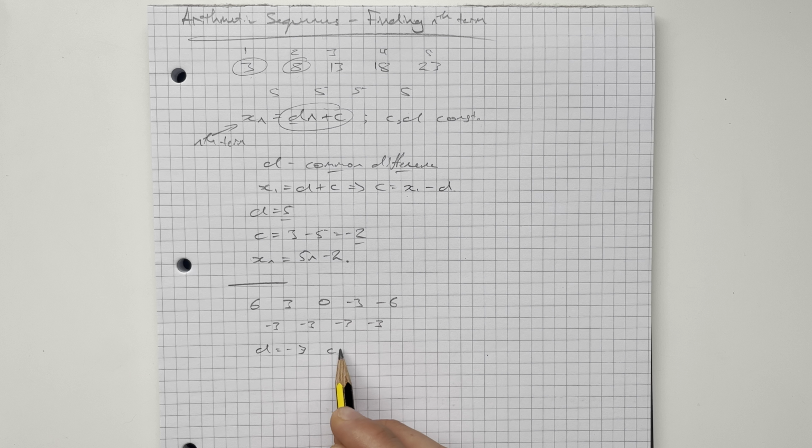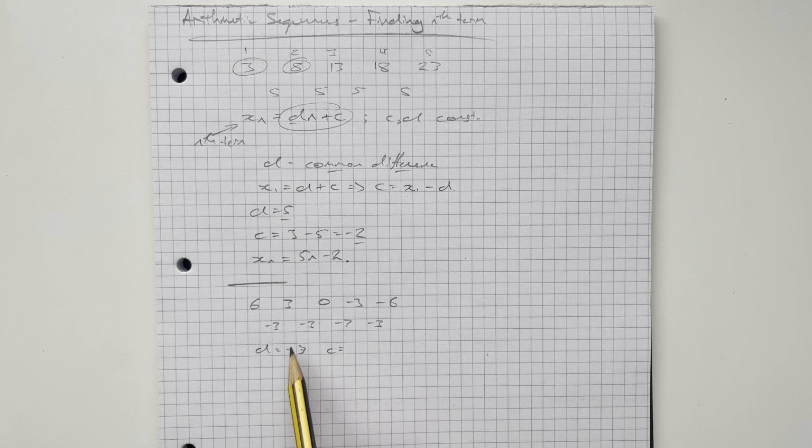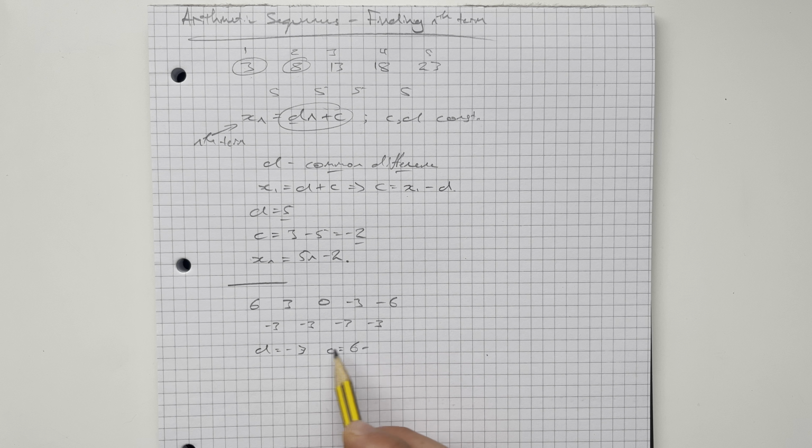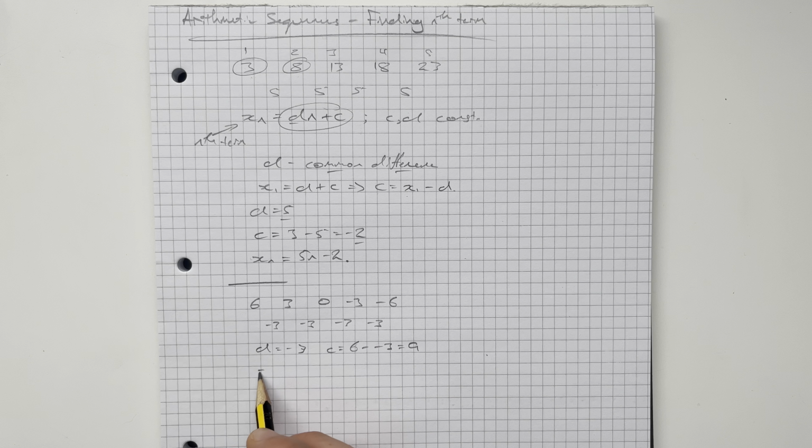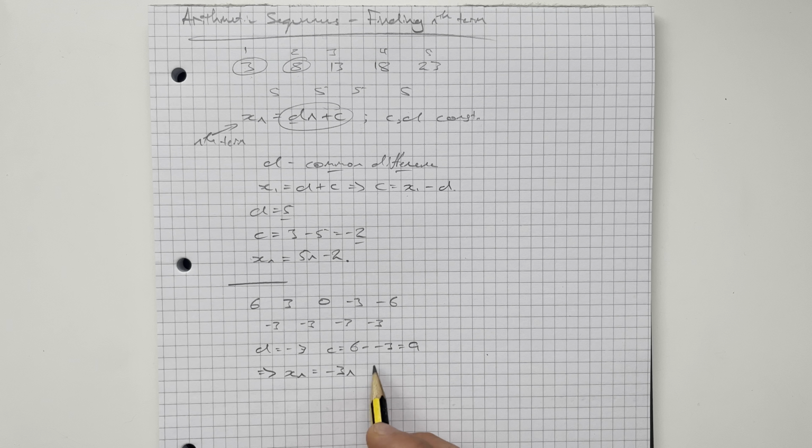We know that c is equal to the first term minus this common difference. So it's going to be 6 minus negative 3. And these two negative signs become a positive, so we end up with 9 on the other side. So the nth term formula then is going to be minus 3n plus 9. Sometimes this can be rearranged and written like 9 minus 3n. Exactly the same answer. Beautiful.